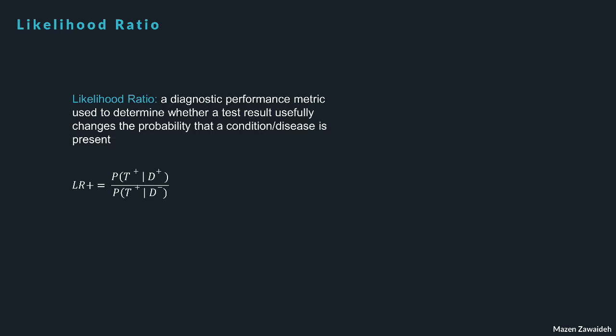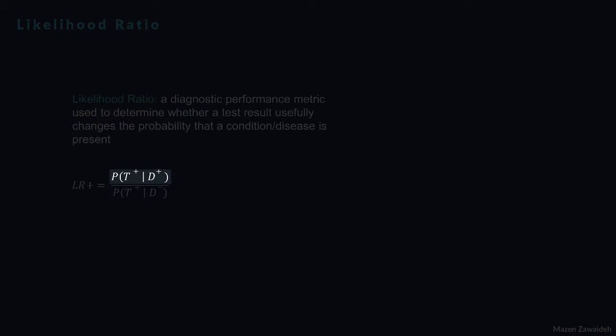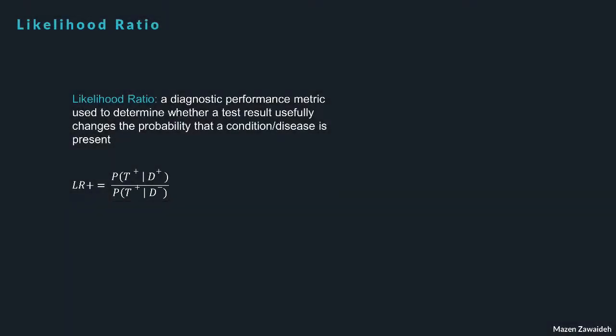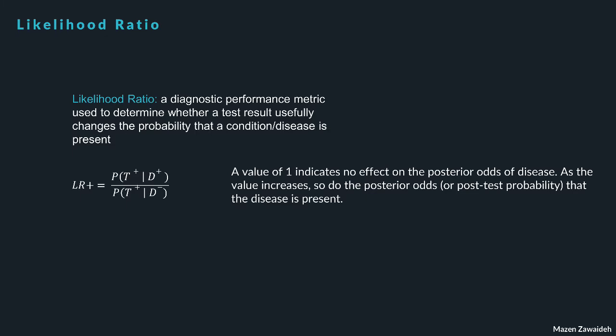It is the ratio of the probability of the test being positive, given that the disease is present, over the probability of the test being positive, given that the disease is absent. Intuitively, if the numerator is much larger than the denominator, it means that a positive test result is much more likely to have occurred if the disease is in fact present. Note that a value of 1 indicates no effect on the posterior odds of disease.